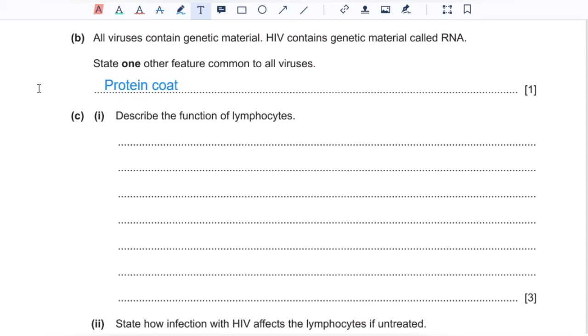C1. Describe the function of lymphocytes. So lymphocytes are responsible for producing antibodies, which occurs when the immune system is carrying out an immune response. The lymphocytes will produce antibodies and they'll also form memory cells. These memory cells will remain in the body, so they'll provide active immunity, which is long-term immunity, so that when the body is infected for the second time by the same pathogen, the person will not have to suffer these symptoms and they'll be able to recover faster.